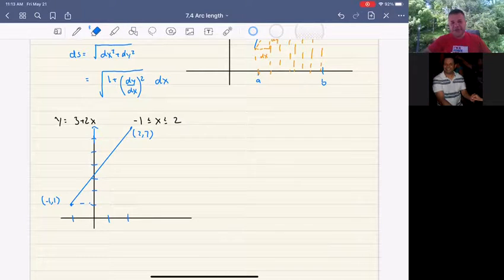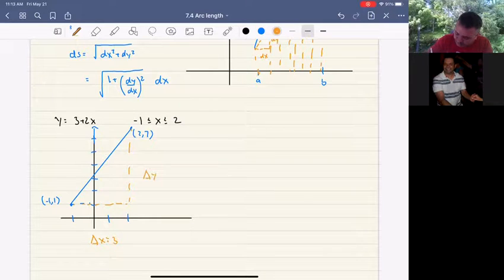There it goes. Okay. So now, in this case, it's pretty easy. Our dx, or the delta x, we'll call it, is 3. Delta y is 6. So our s, of course, by the Pythagorean theorem, is the square root of 3 squared plus 6 squared, square root of 9 plus 36 equals the square root of 45.